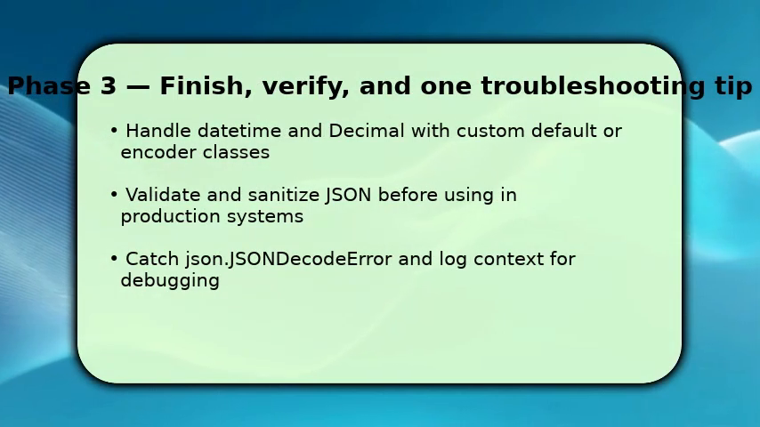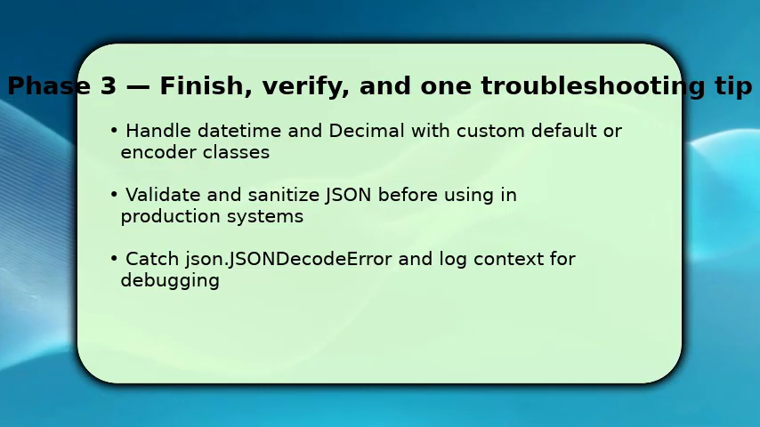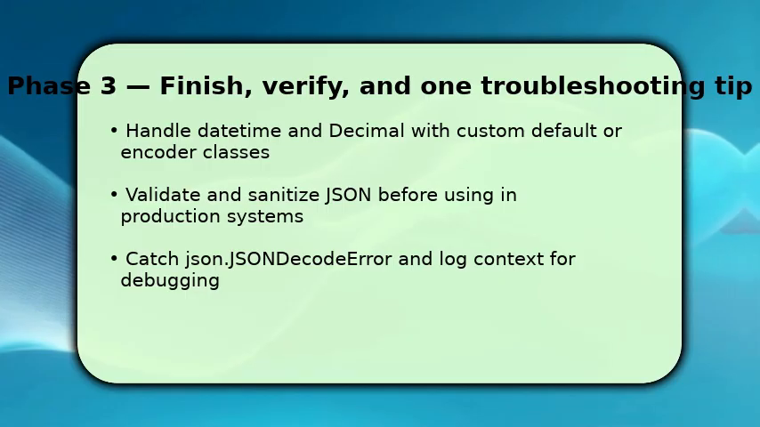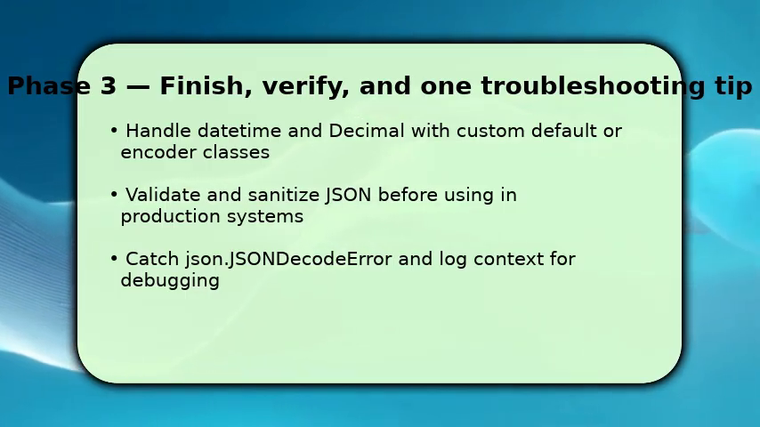Finish by addressing advanced needs. Implement JSON encoder subclasses or default functions to serialize datetime and Decimal objects. This ensures consistent output. Then, validate parsed data structures and sanitize strings to prevent injection when feeding other systems.